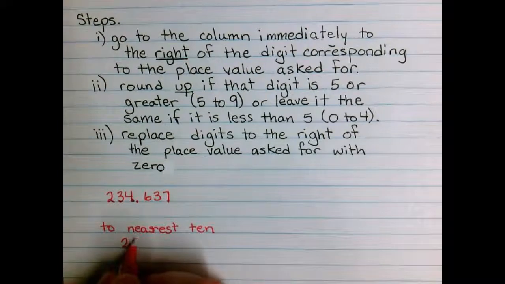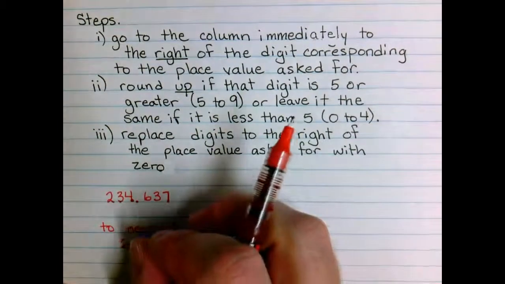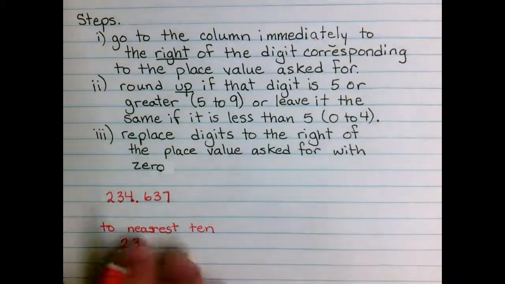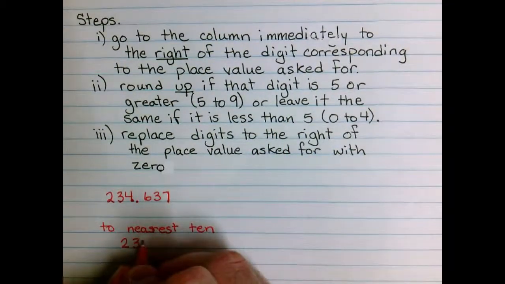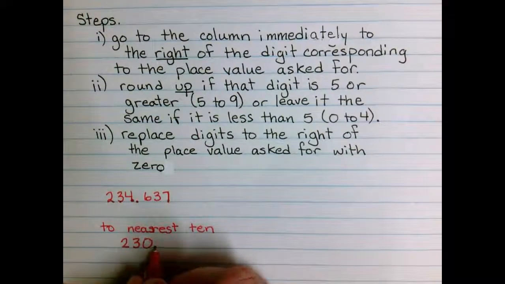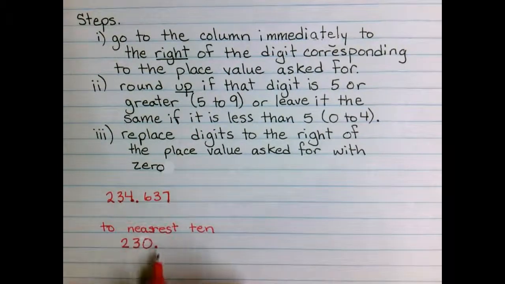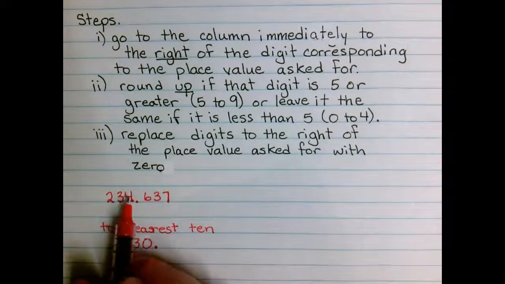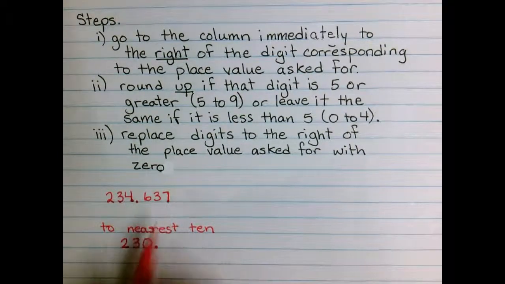So I'm going to take the 2, 3, and the 4. The 3 I'm going to leave the same. And then replace the digit to the right, the 4, with a 0. And once I get to the decimal with the whole number, I don't need to include anything else. So I've got 230. 234 and 637 thousandths rounded to the nearest 10 is 230.